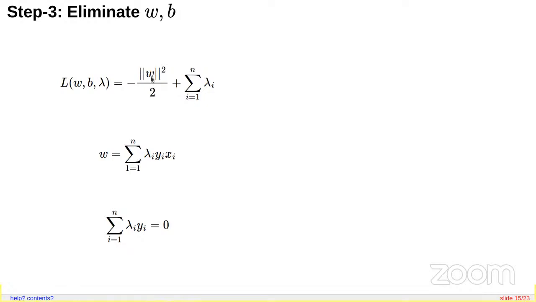How can I rewrite norm W square as W transpose W? Yeah, that's the right direction. So what we will do is write norm W square as W transpose W, and then plug this W here, right? So that's one big step.